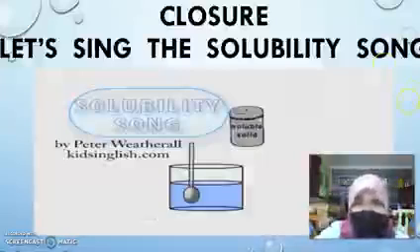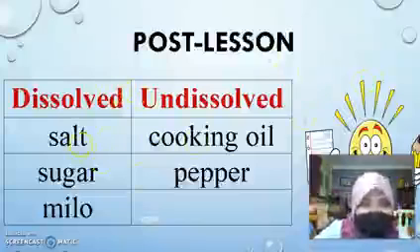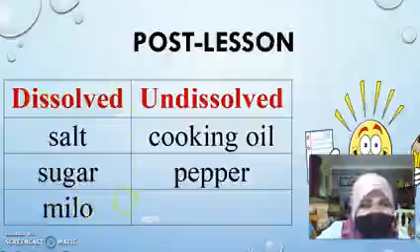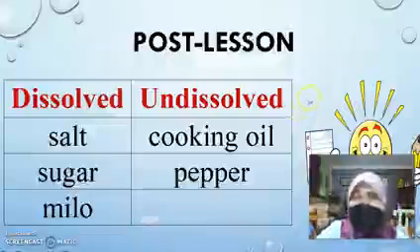Alright? Are you happy now? So, teacher supposes we have gotten the result already. So, we know that salt, sugar, and Milo powder are dissolved in water, whereas the cooking oil and the pepper are undissolved in water. Does everybody get the result? Yes? Good. Excellent. So, later on, teacher will give sweets for everyone.